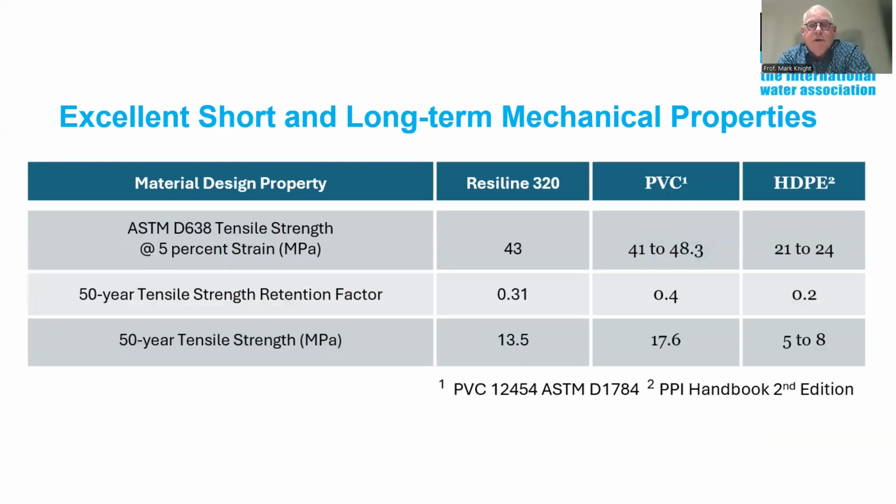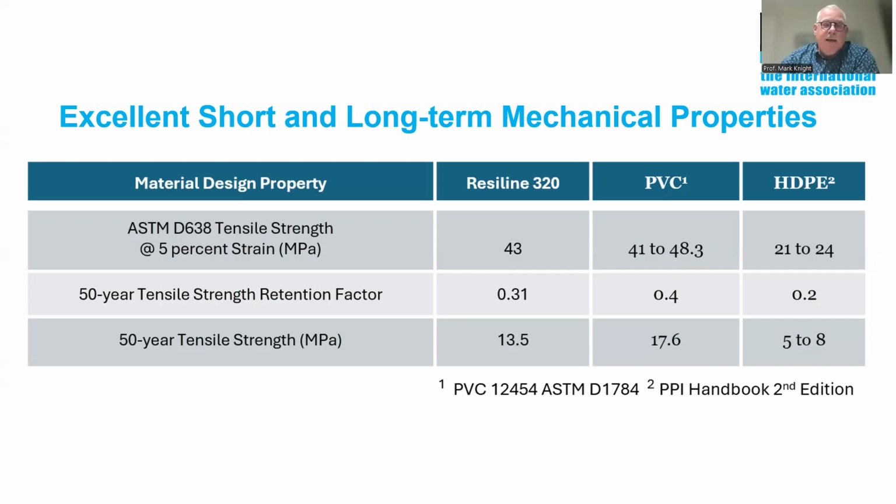Mechanical properties are very similar to PVC, so we are basically building a PVC pipe. PVC pipe comes in specific dimension ratios or DRs. We can build the DR that you need in the field on that side. So we're very similar to basically building a PVC pipe with more ductility than PVC pipe has.